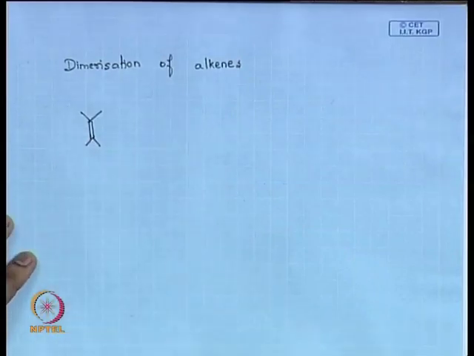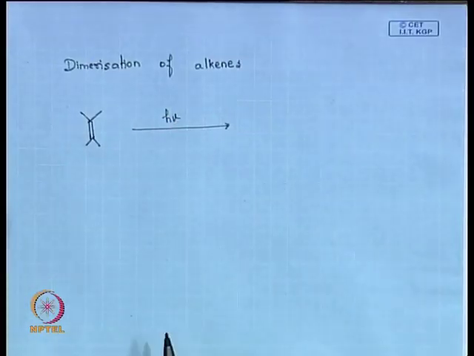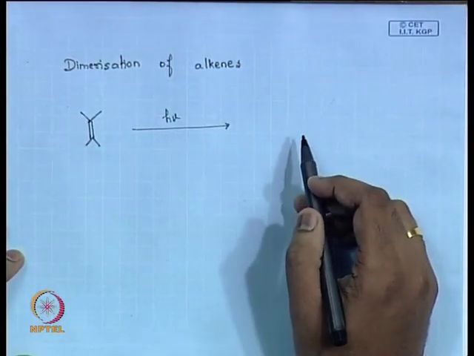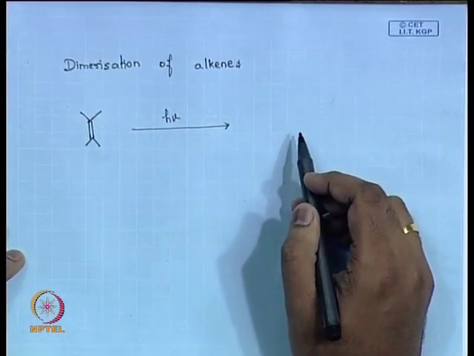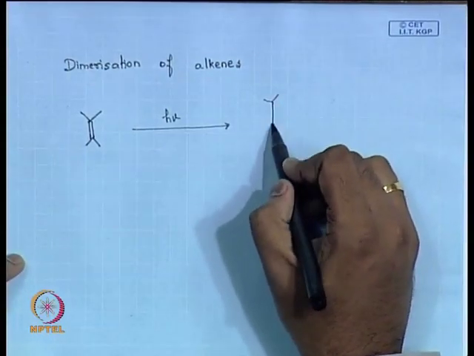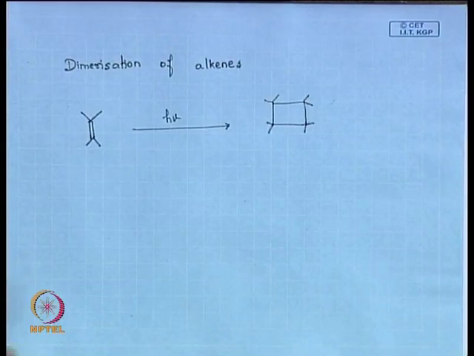But if you go for substituted ethylenes, then you have a nice bathochromic shift. The lambda max comes around 224 nanometers, and then you can start doing your photochemistry. So we will take a substituted alkene and shine light, so it is direct irradiation. What do you expect? Two ethylene molecules getting dimerized, right? You can get this type of system.